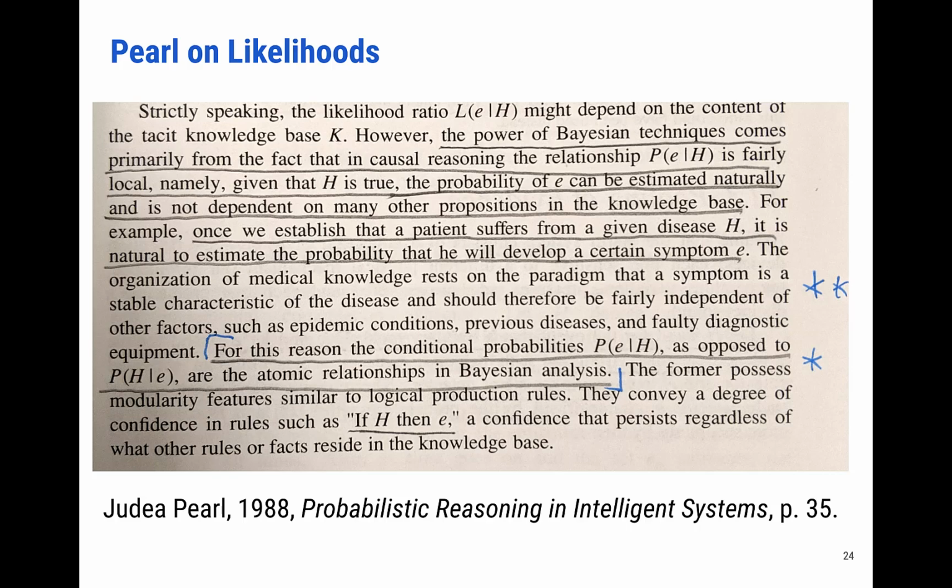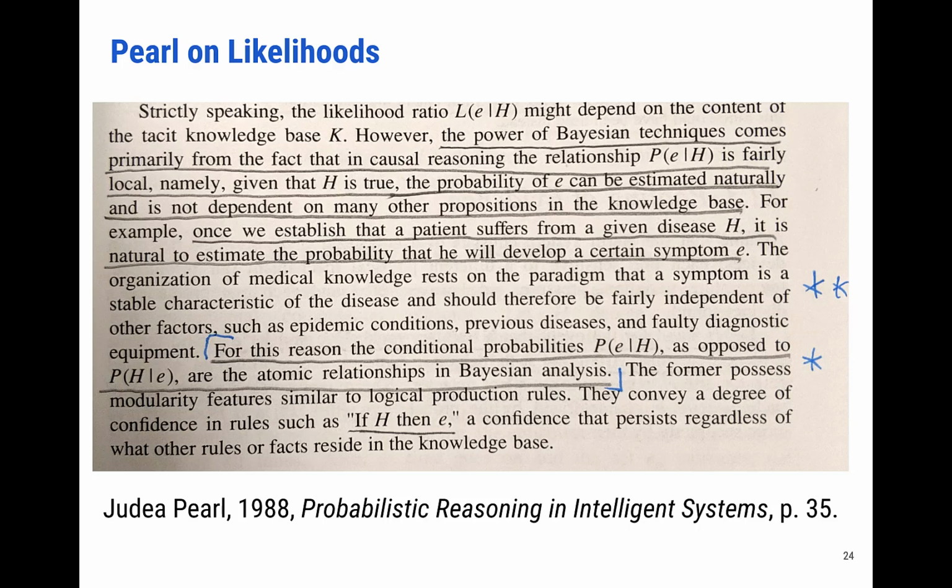For example, once we establish that a patient suffers from a given disease, H, it is natural to estimate the probability that he will develop a certain symptom, E. So if you posit or establish that H exists, then you know what causes exist independent of other things. Regardless of what else is going on in the patient's life, if we know that they have this disease, then we know a distribution of what outcomes there are, what symptoms there are.